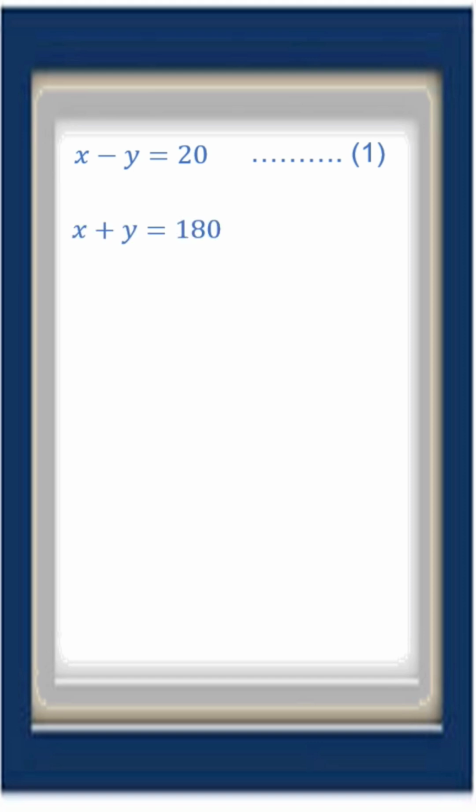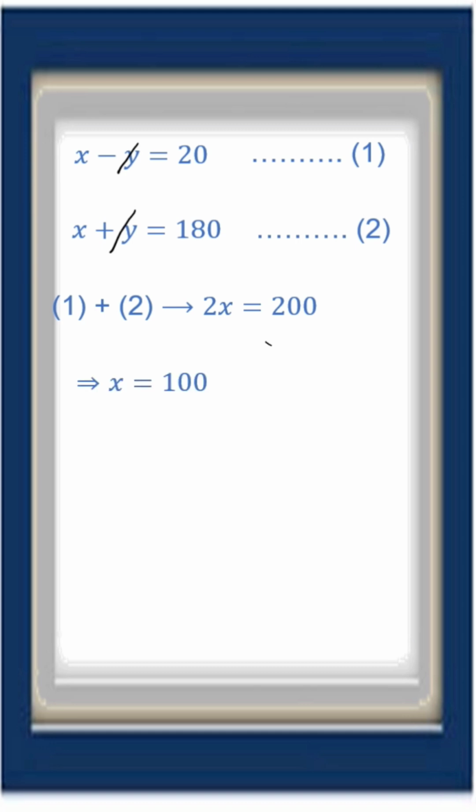First equation is x minus y is equal to 20. The second equation is x plus y is equal to 180. Let us solve it by elimination method. If we add the equations, y and y get cancelled. So 2x is equal to 200. It implies that x is equal to 100. 200 divided by 2 is equal to 100.